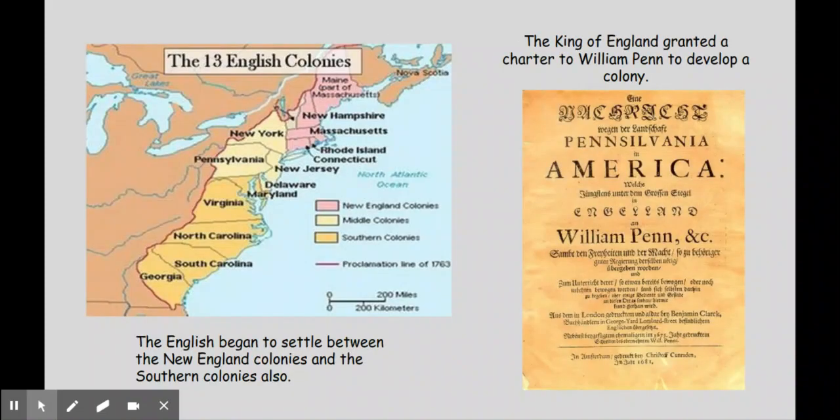Another settlement grew in the region between New England and the southern colonies. William Penn was made proprietor of what is now Pennsylvania. Try to locate Pennsylvania on the map. A proprietor is given a colony along with the right to rule it. Penn was given the colony because the king owed money to Penn's father.